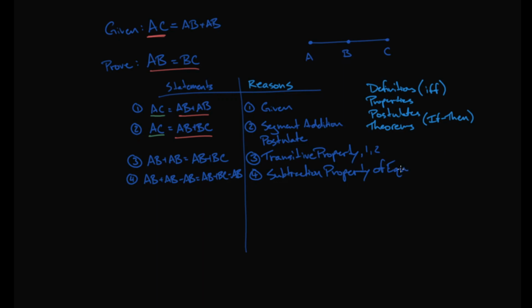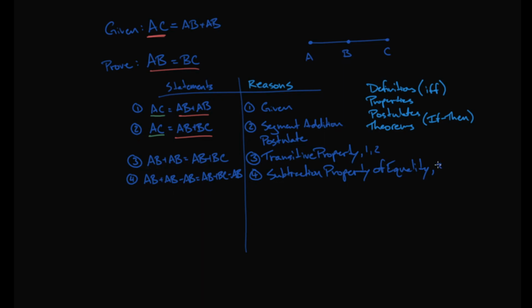Now this is something that we didn't do before with our algebraic proofs, and the reason we didn't do it before is because they were just linear. Just one statement went to the next, went to the next, went to the next. But now there's going to be situations where our reasons are linked to things that weren't necessarily the previous statement.